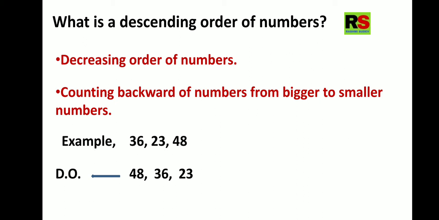Yes or no? First comes 48, right answer. Then comes 36. If you want to check whether your answer is right or wrong, how will you do that? 48, 47, 46, 45, 44, 43, 42, 41, 40, 39, 38, 37, 36. Yes, your answer is right. Then count till 23. 36, 35, 34, 33, 32, 31, 30, 29, 28, 27, 26, 25, 24, 23. Yes, your answer is right.